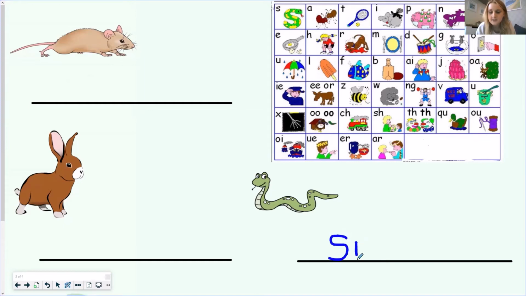S. Remember, I'm using the phonics that I know. A. Snake. Sorry about that if my screen went a bit funny for you. Snake. Can you now have a go? It's all disappearing, my magic pen. So now it's your turn. Pause the video so you can have a moment to write out snake.